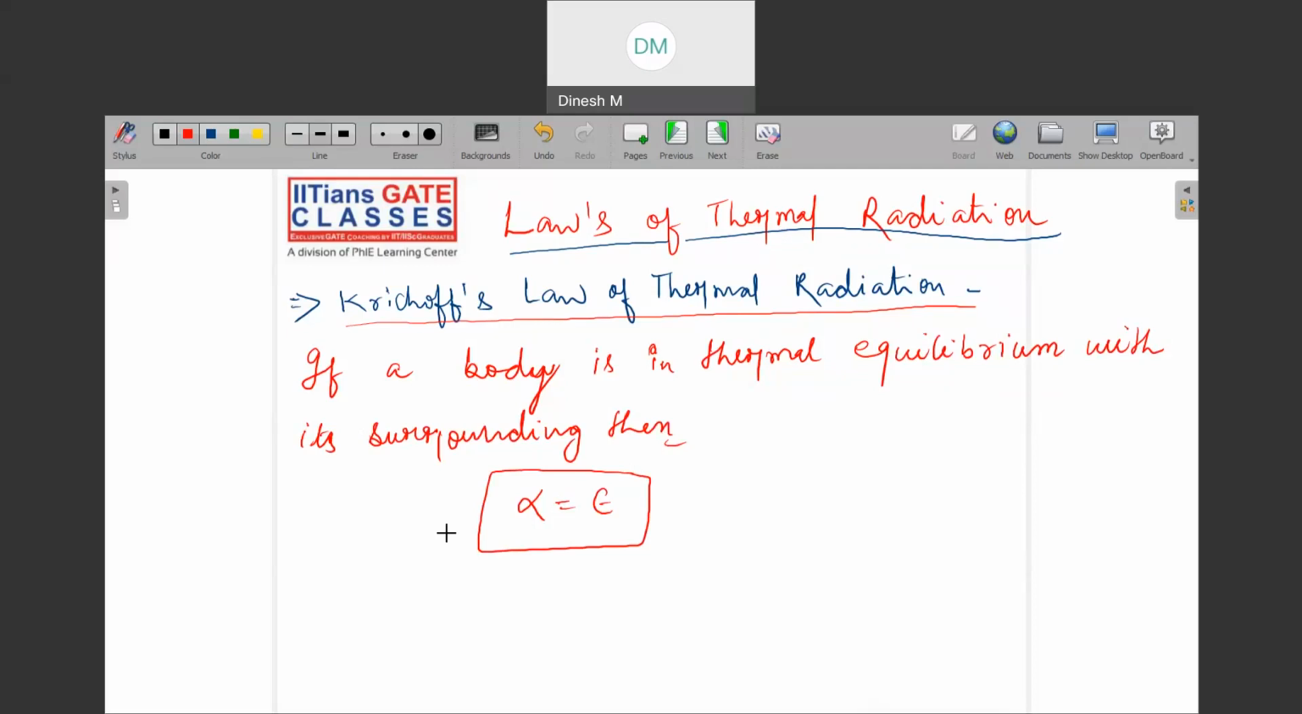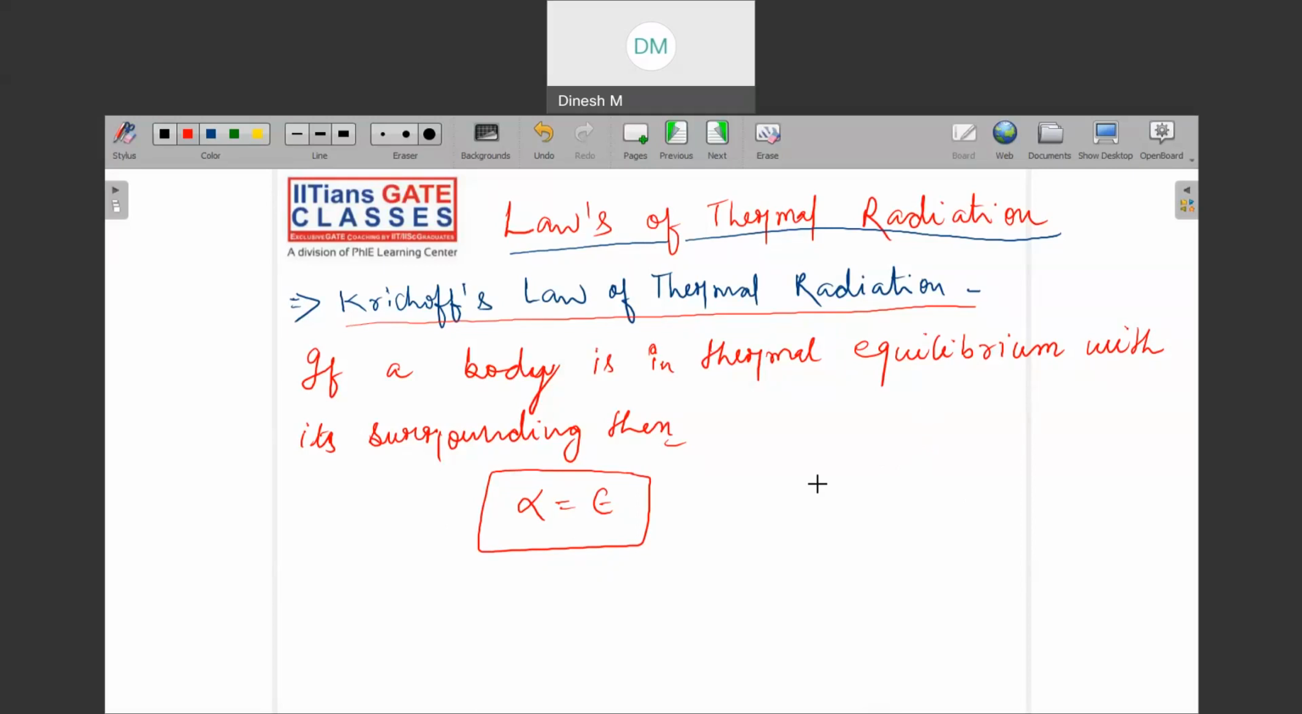But if I am trying to emit another 100 units from my body, then what happens is that I am in thermal equilibrium, whatever I am absorbing, I am emitting. So if my body is absorbing and emitting the same amount, then I can say that my body is always in thermal equilibrium.